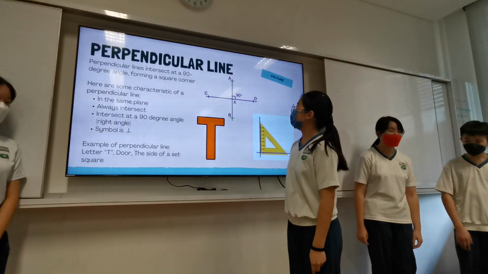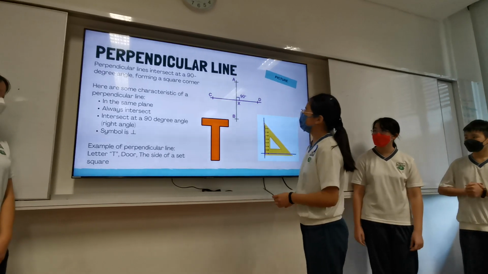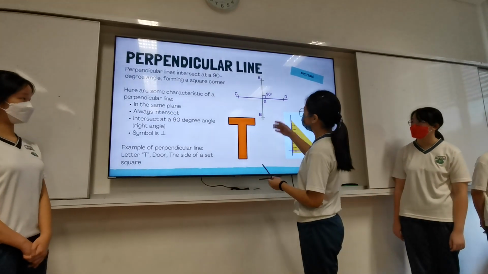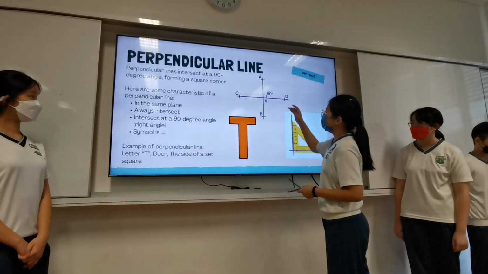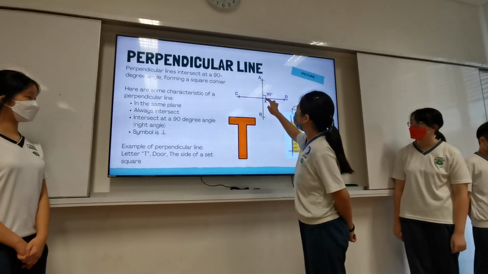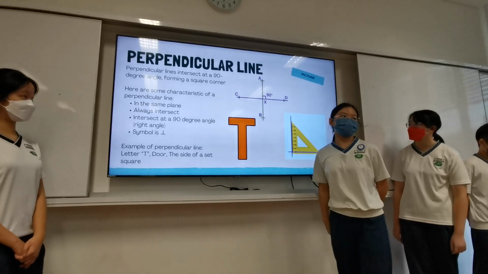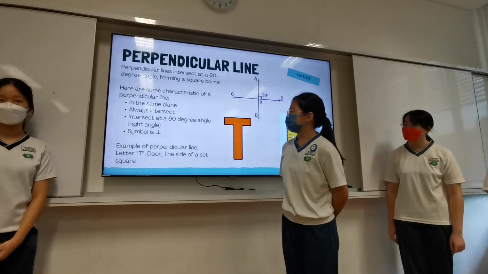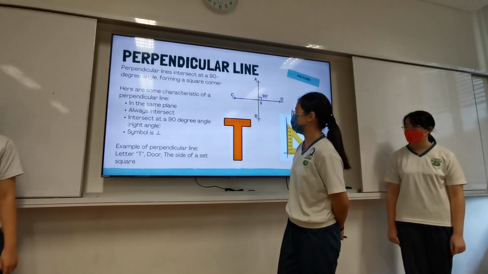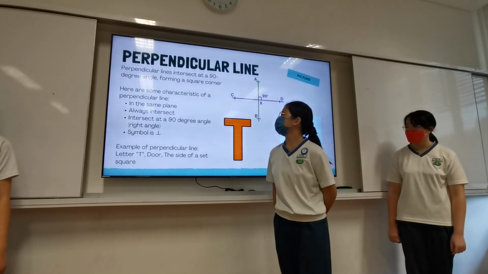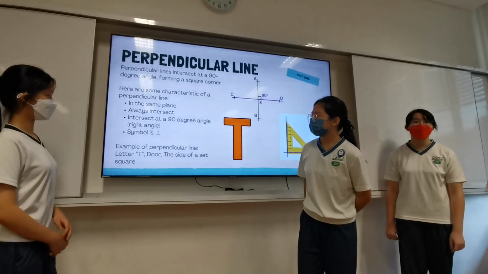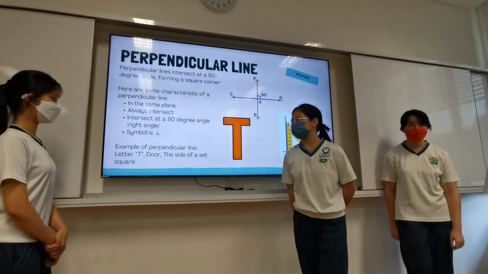Now we move on to perpendicular lines. Perpendicular lines intersect at a 90 degree angle, forming a square corner in this picture shown. If the angle that is formed is not at 90 degrees, it's not a perpendicular line. So the characteristics of perpendicular lines are that they are in the same plane and always intersect at a 90 degree angle, which is a right angle, and the symbol is an upside down T.